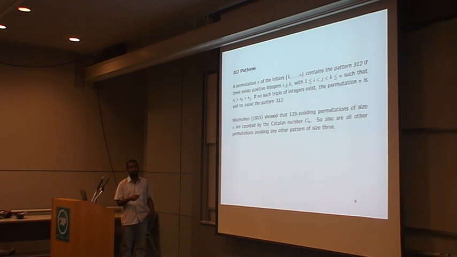I think the first result in this direction is due to mathematics, but I'm not sure. 1, 3, 2 avoiding permutations and 1, 2, 3 avoiding permutations are also counted by the Catalan numbers.